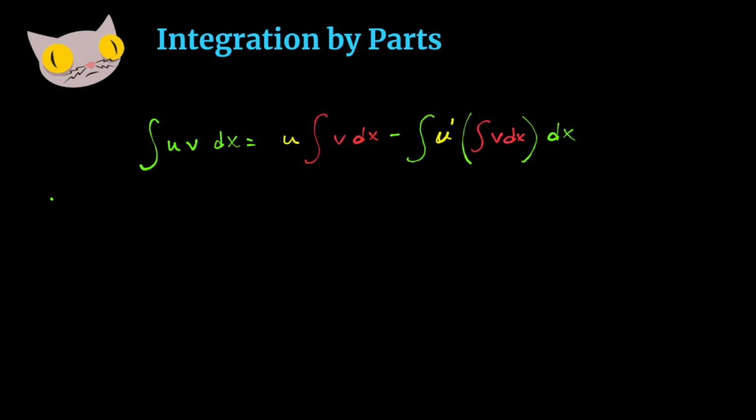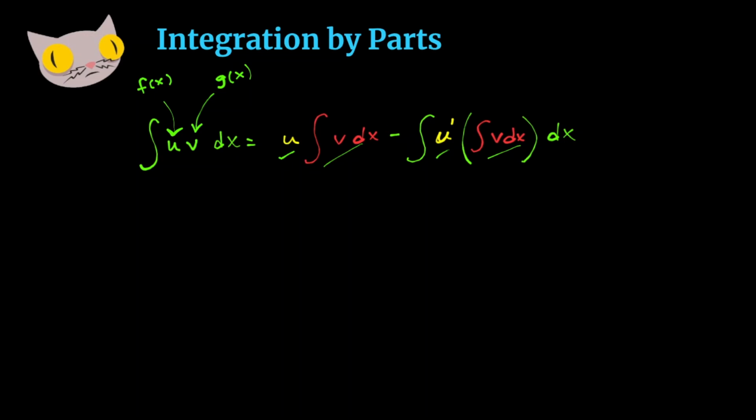Integration by parts is useful when you have two functions and they're multiplied together. So we have one function, that's u, and the other function, v. You can think of them as f of x and g of x, or whatever you want. And here's the general form for integrating by parts, where the u prime is the derivative of the u function, and then you have the integral for the v function there and there, and then you subtract.